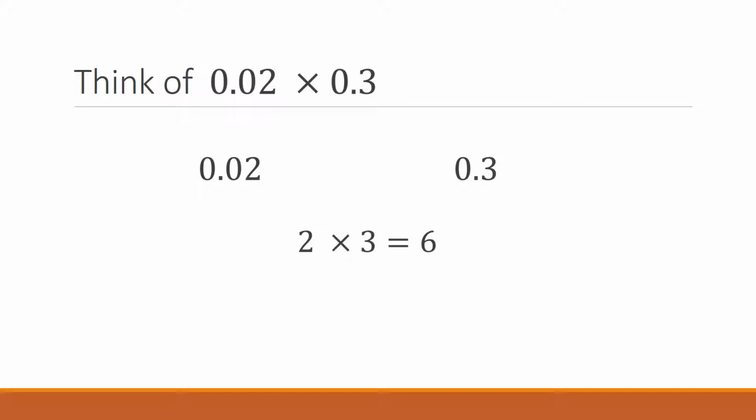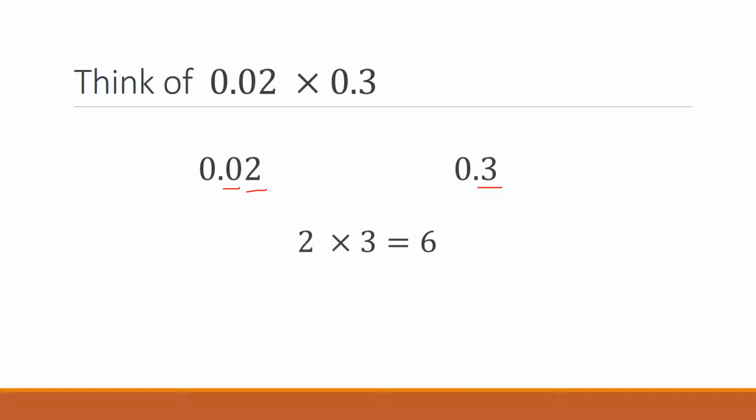Alright, so that last slide looked a little bit long-winded, and it is. But it turns out that we can do all of that a little bit simpler. Let's have a look at 0.02 times 0.3 again. 0.02 has 2 decimal places. 0.3 has 1 decimal place. Now that totals 3 decimal places.